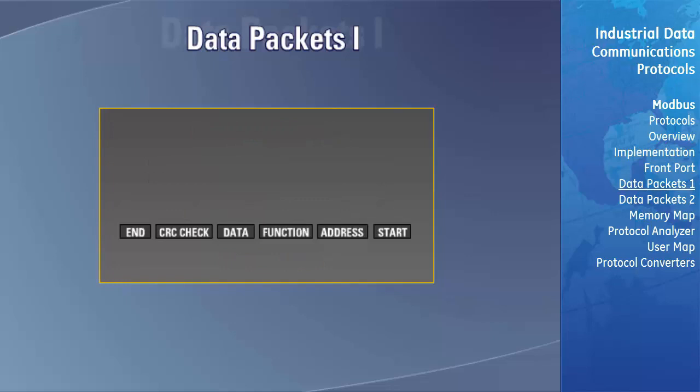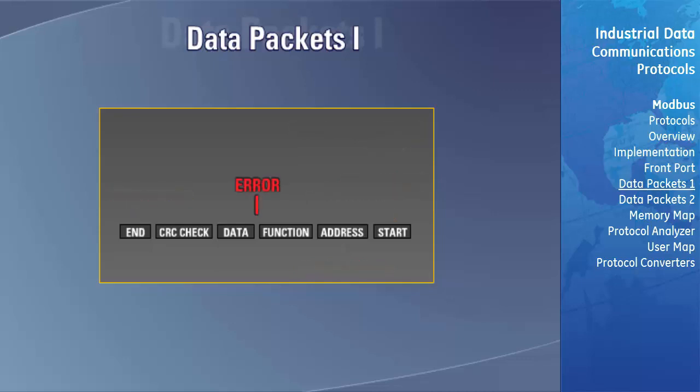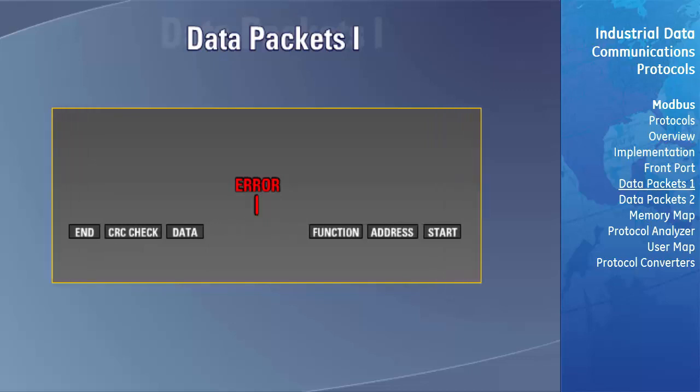During successful transmission, each data packet will begin with a silent interval of at least 3.5 character times. This delay can be calculated by dividing the bits per character by the baud rate. The result is then multiplied by 3.5. The silent interval is then followed by the device address, the function code, the data, the CRC, and then another silent interval. Sometimes errors can occur during the transmission of a message. One type of error that can occur is a silent interval created during transmission of more than 1.5 character times.